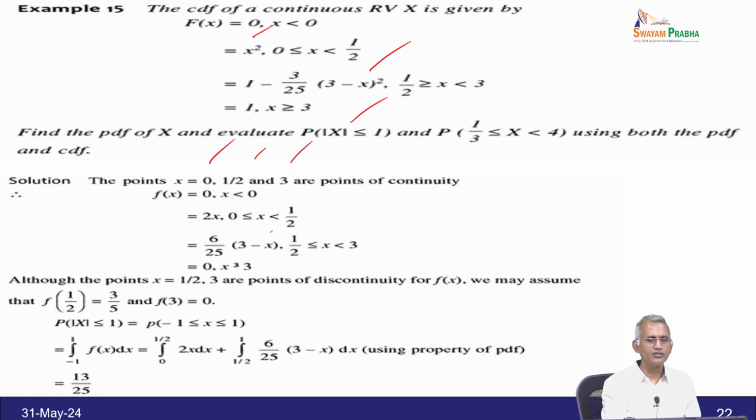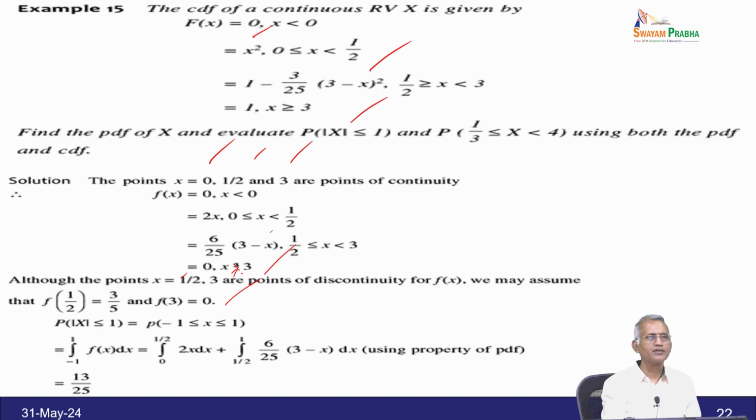Therefore, the value is 0 corresponding to x greater than or equal to 3. So, the points x equal to half and 3 are the points of discontinuity of f of x. We have f of half equal to 3 by 5 and f of 3 equal to 0. Therefore, probability of modulus of x less than or equal to 1 equals probability of minus 1 less than or equal to x less than or equal to 1.